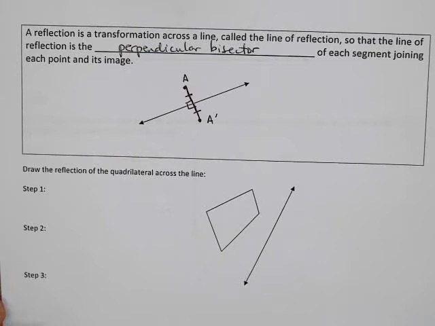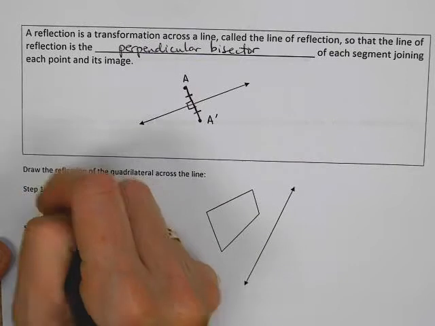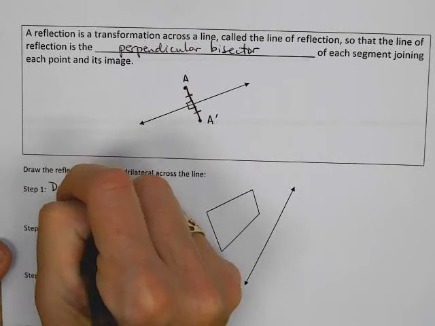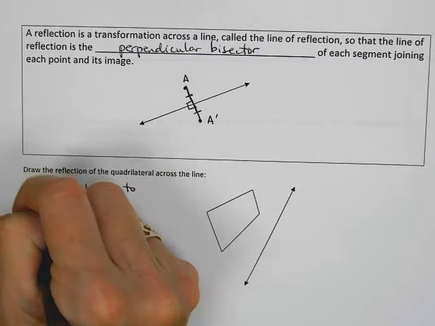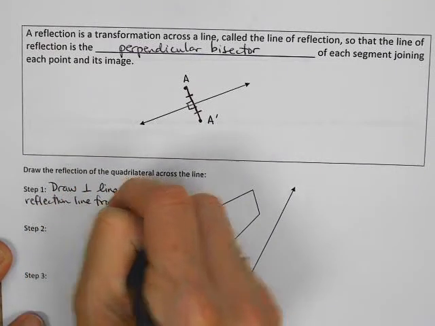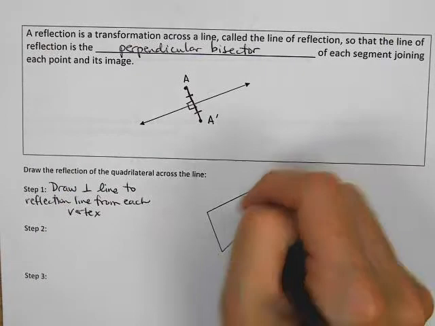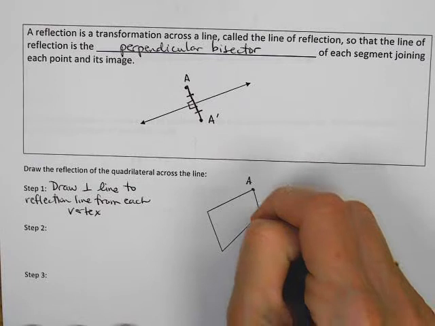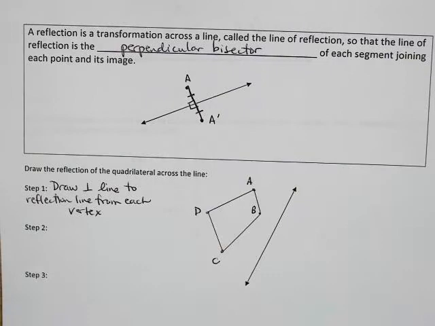So get your rulers ready here. Draw the reflection of the quadrilateral across the line. So step one is going to be to draw a perpendicular line to the reflection line from each vertex. So let's start with that. I'm going to actually label these A, B, C, and D. All right, so I'm not going to ask you to use a protractor. I'm going to allow you to kind of eyeball the perpendicular part.